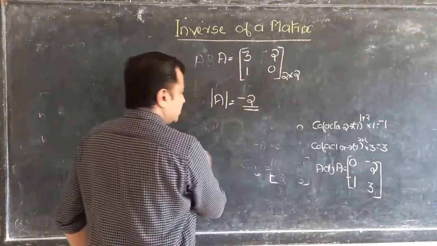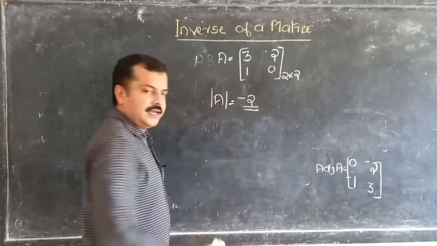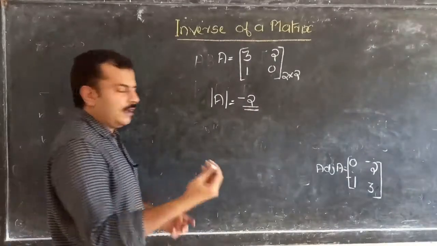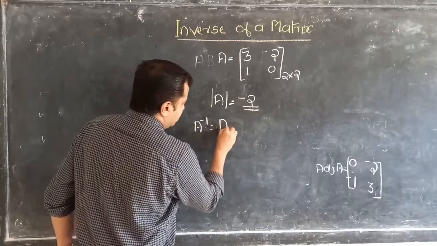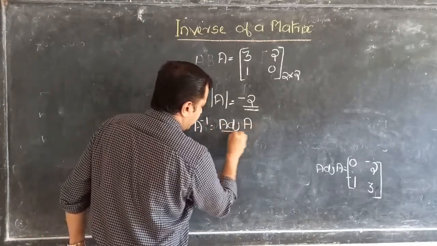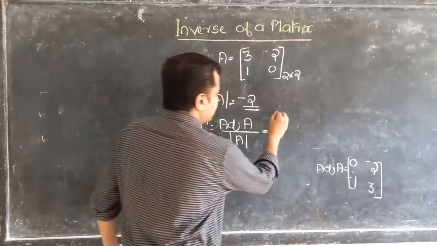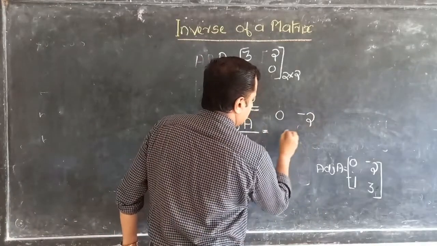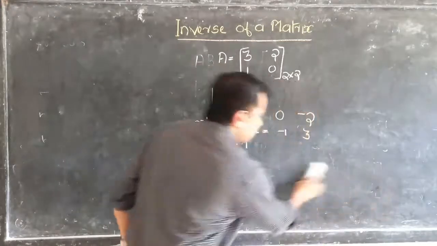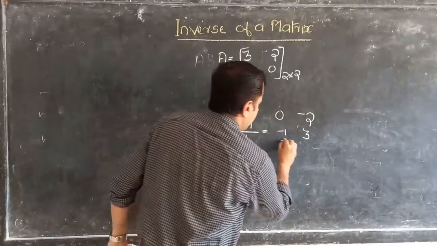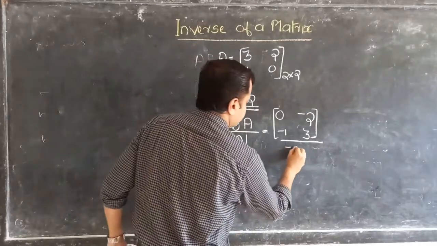Having both the determinant as well as the adjoint of this particular matrix, I can now easily apply what? The formula for inverse. What was the formula for inverse? A inverse equals adjoint of A divided by the determinant of A. We have already calculated the adjoint as 0, minus 2, minus 1, 3. Divided by the determinant. Determinant was minus 2.